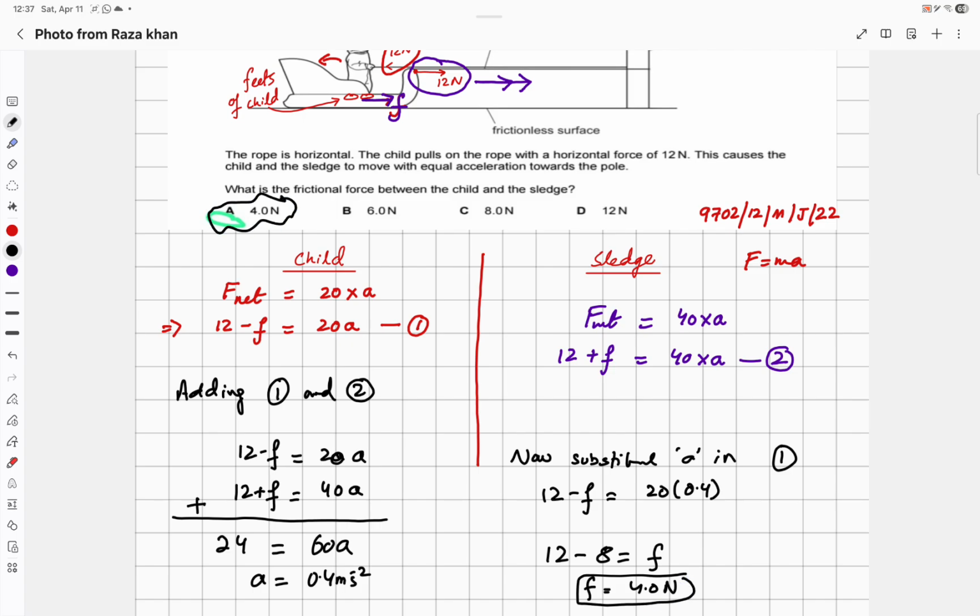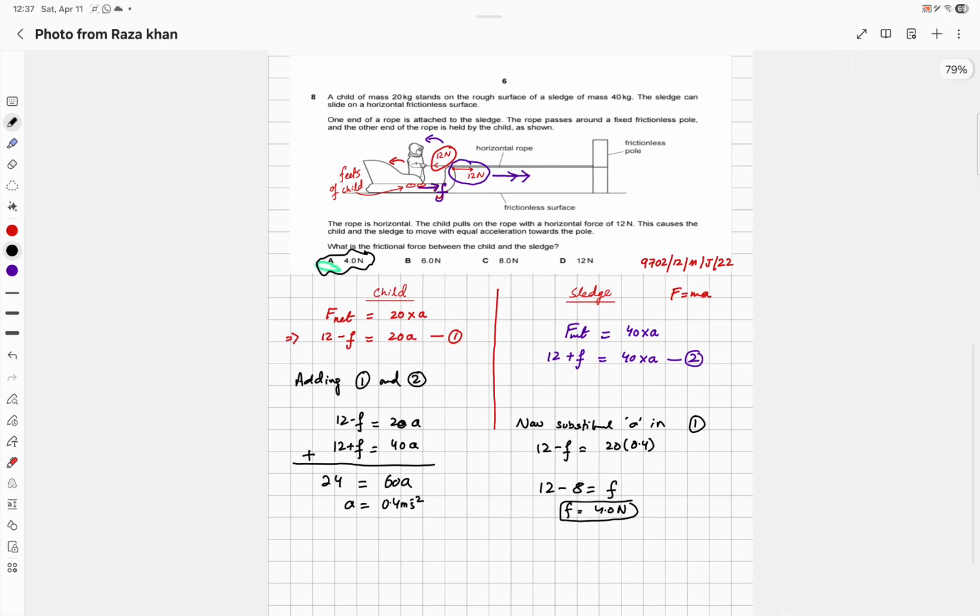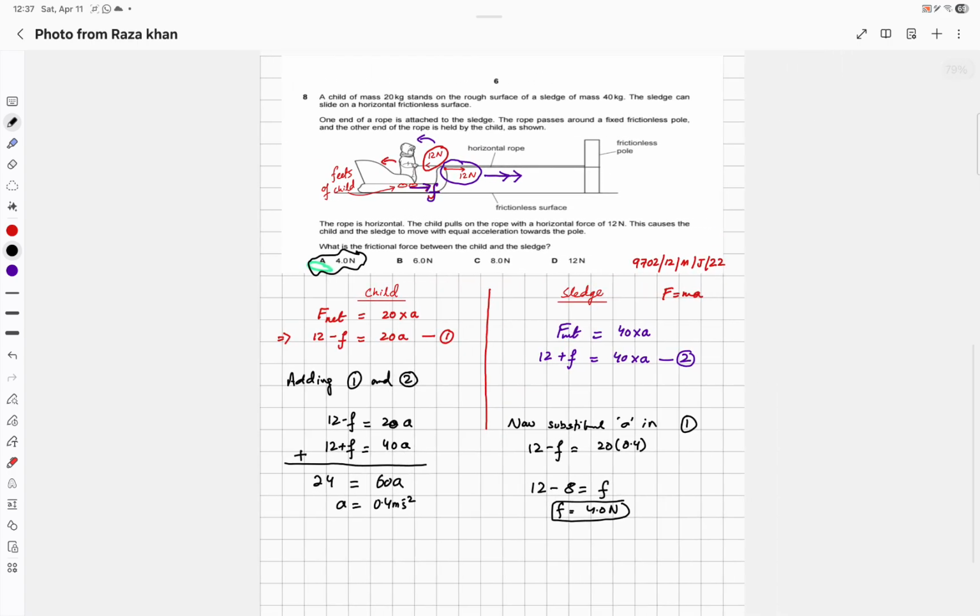It's comparatively a little difficult in the sense that there is a relative situation between two objects, and we have to solve accordingly. All right, thank you very much.